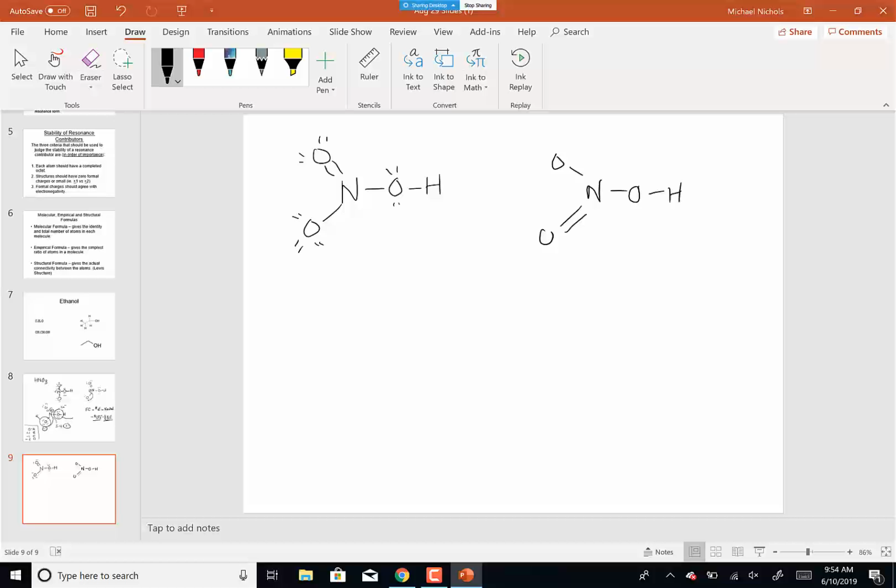Okay, so if I draw the double bond there, then how many lone pairs should that oxygen have? How many lone pairs should each of the oxygens have? 2. Top one should have 3. And this oxygen over on the right, we all agreed that we didn't do anything to it. So the oxygen on the right is going to stay the same.